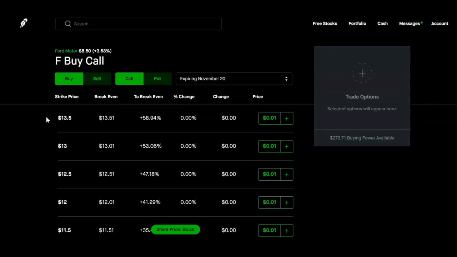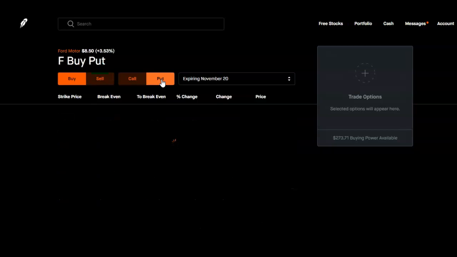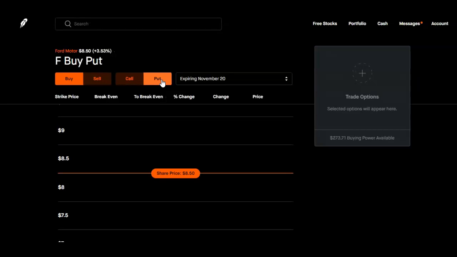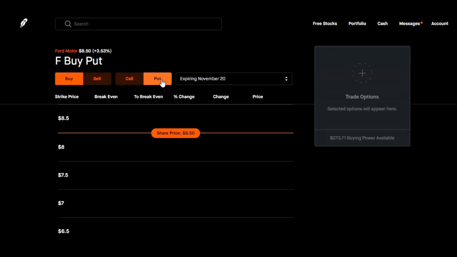So a call is the right but not the obligation to buy a stock at a certain price with a certain expiration. And a put is the right to sell, but not an obligation, of a certain stock. So the most basic strategy that you'll see is basically you want to buy calls and buy puts. You can also sell calls and sell puts, but that's a little bit more advanced strategy.